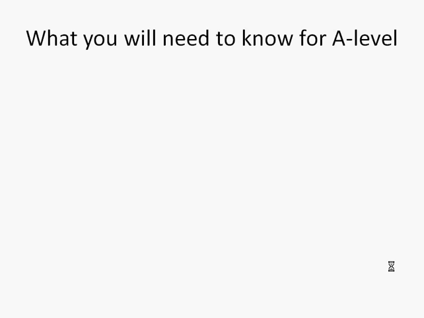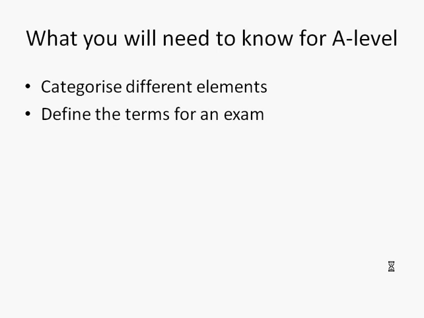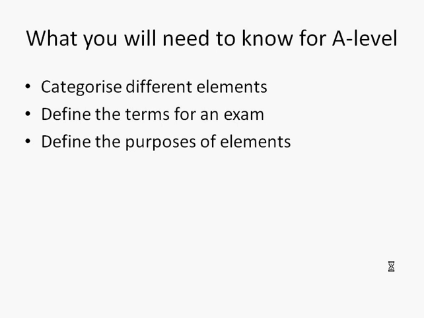So what will you need to know for the A-level computing on computer systems? Well, you'll need to be able to categorize different elements of computer systems, define different terms ready for an exam, define the purpose of the different elements of a computer system, and you'll need to know a whole lot more in the future. But for this video today, we're just keeping it basic.